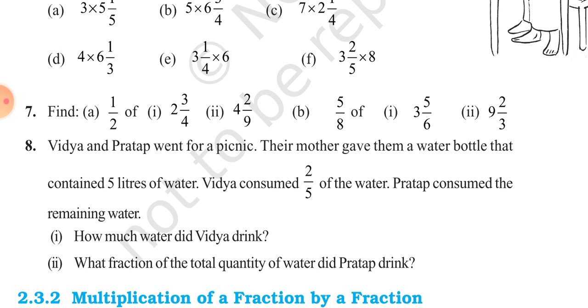Students, total quantity of the water is 5 liters. And out of 5 liters, 2 by 5th part of 5 liters Vidya has consumed. It means the remaining part will be consumed by Pratap. So first part you have to find the quantity of water consumed by Vidya, and second part you have to find the fraction of the water consumed by Pratap.